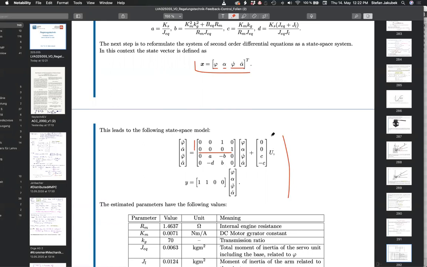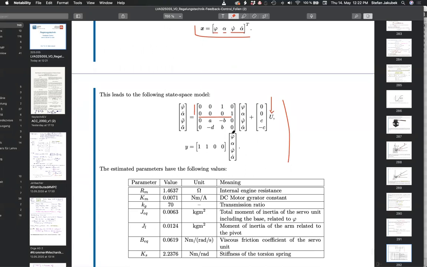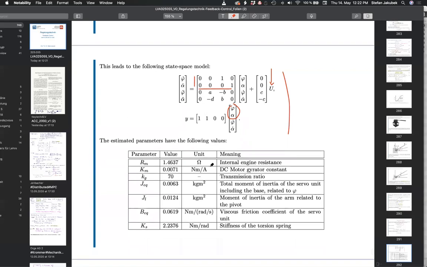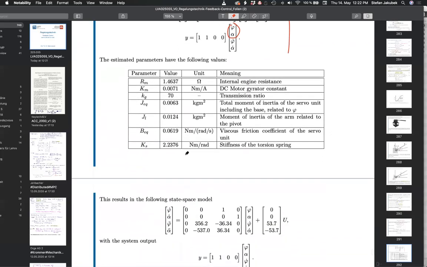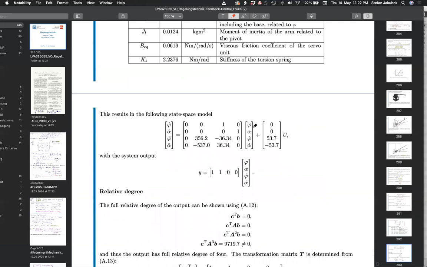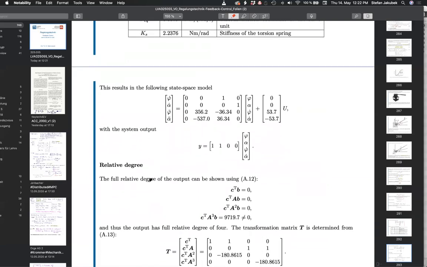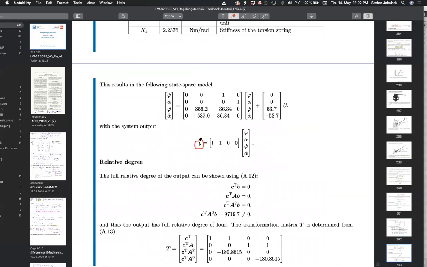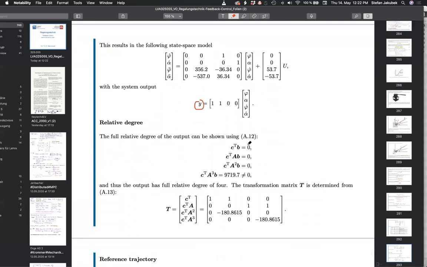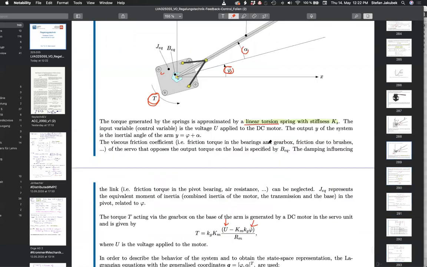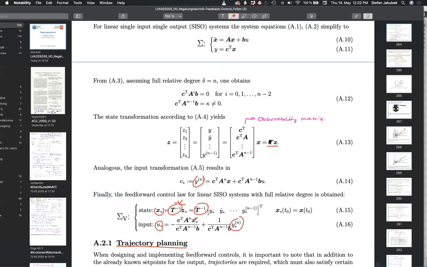Okay. Our input is the electrical voltage that we apply to the servo unit. And again, our output is the sum of phi and alpha. This is what we want to control. Okay. There's a bunch of parameters which we determined from the experiments. And then this is what we're left with. These are the numerical values of everything, okay? So the first thing we have to check is, if we choose this output, which is the position of the rod, then what is the relative degree of that output? And let us check this here. Very simple. Let me go back to the theoretical part.